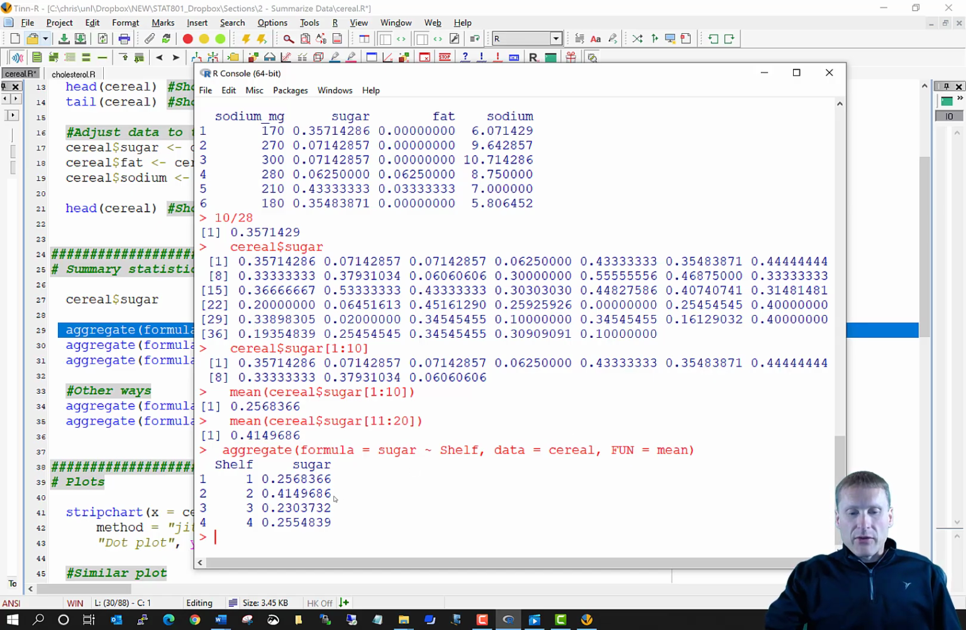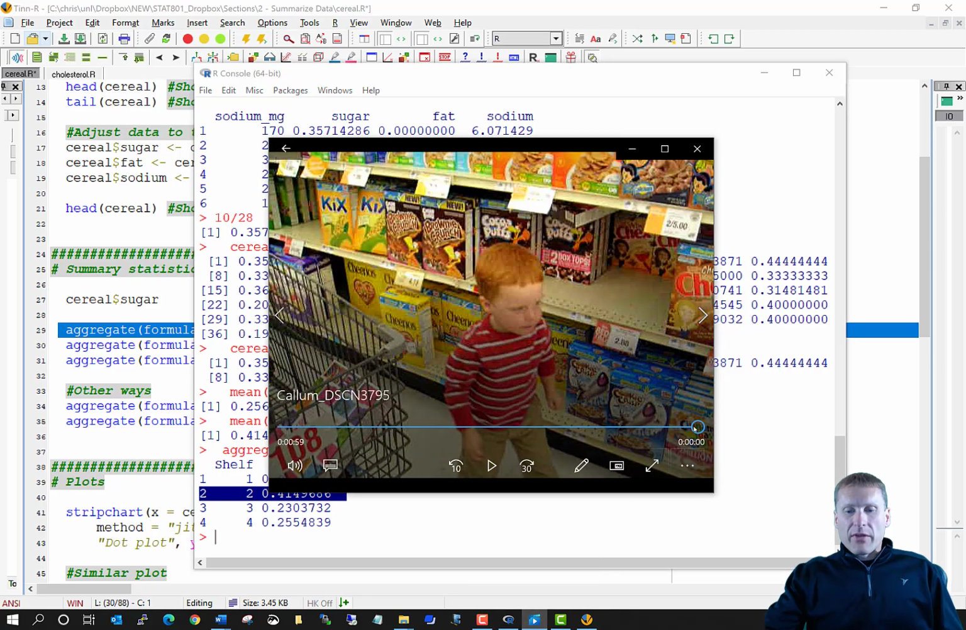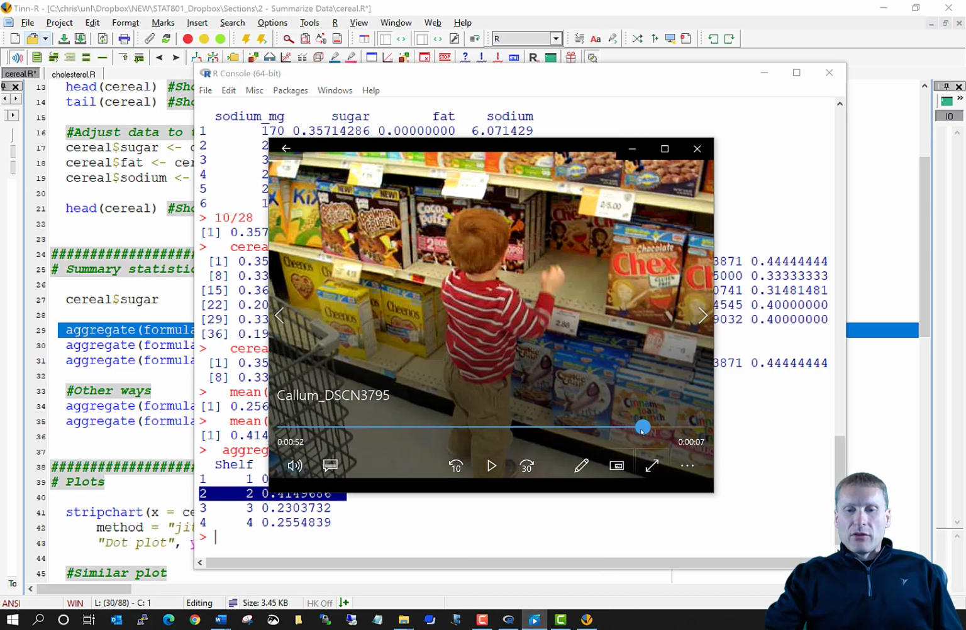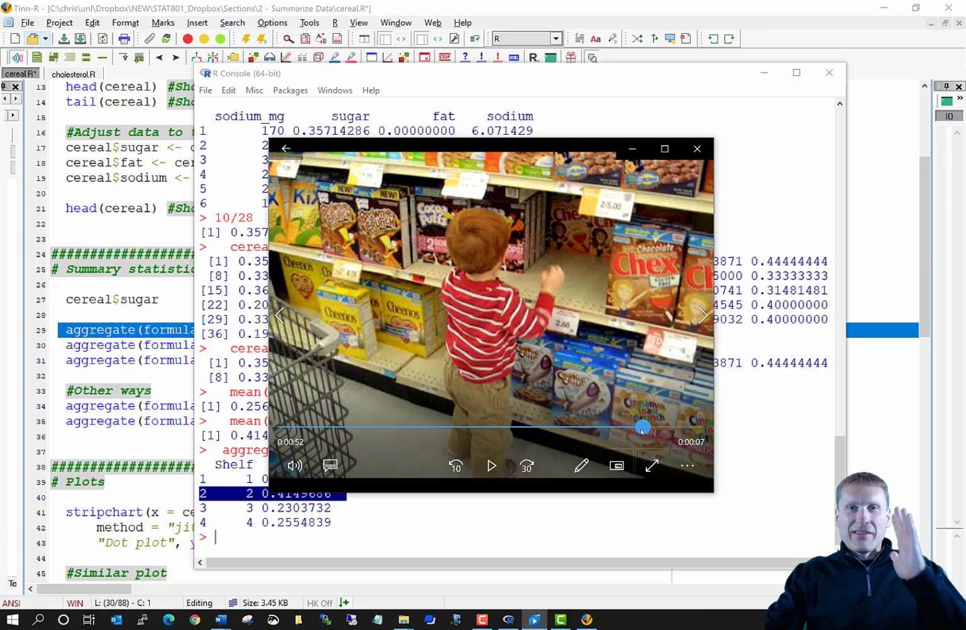Let's take a look at the results. We can see that shelf 1, shelf 3, and shelf 4 have sugar contents that, at least on average, are about the same. But look at shelf 2, 0.41. It is pretty much higher. And again, if we go back to this video with Callum, you can see that look at where his head is. His head is basically right at shelf 2, and those are the cereals that he is, or at least the last 2 cereals that he's actually picking out and putting into our grocery cart.